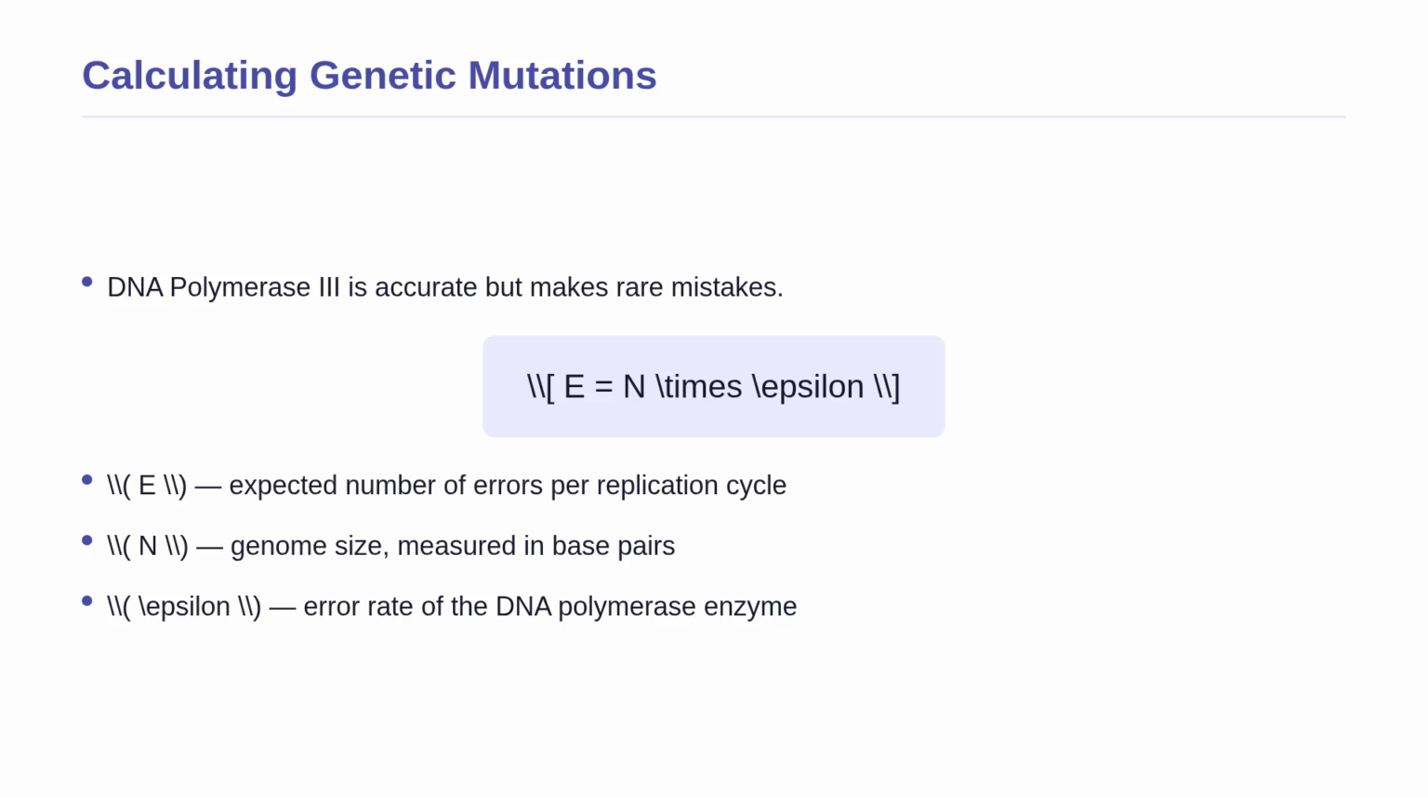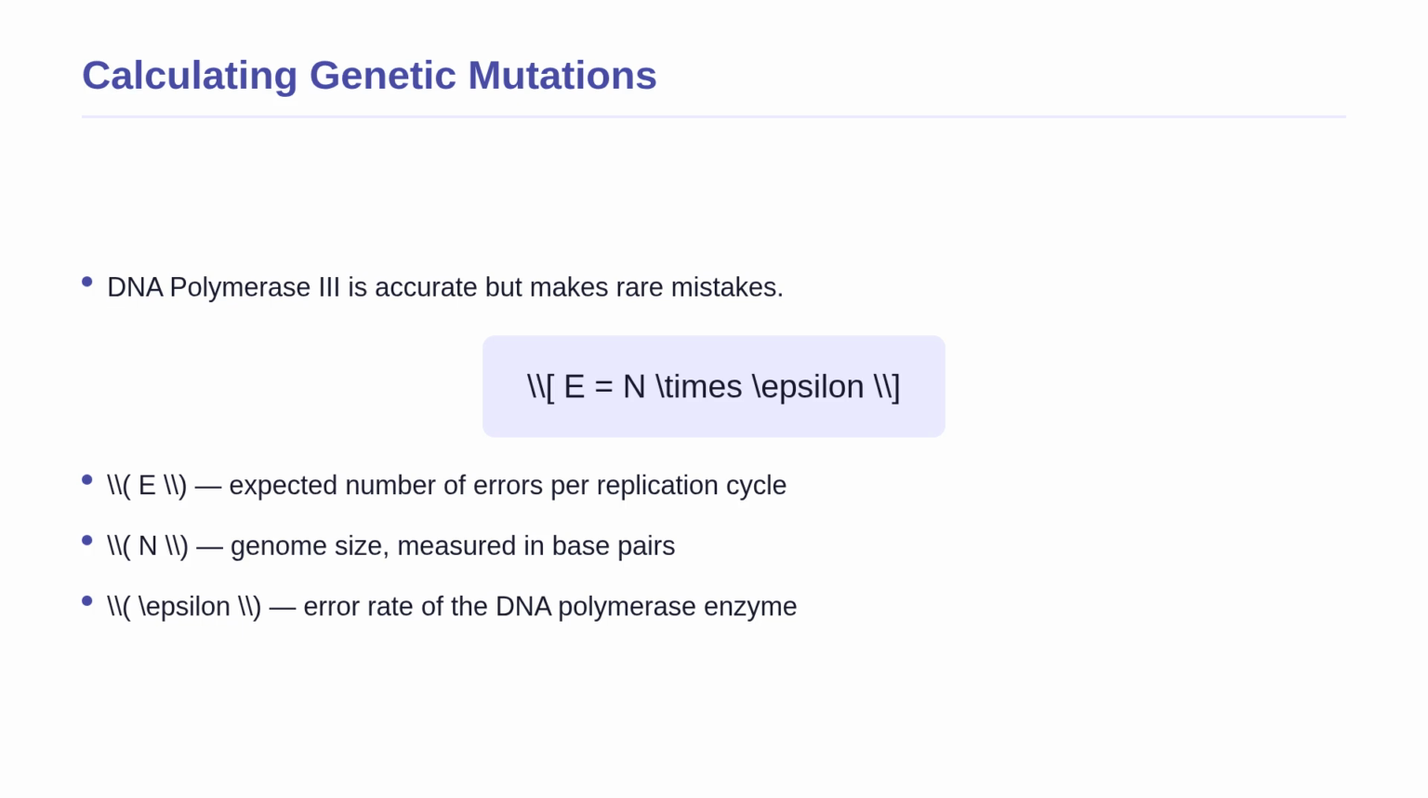This incredible speed brings us to another mathematical reality: the chance of making a mistake. DNA polymerase III is an incredibly accurate molecular machine, but like any physical process, it is not absolutely perfect. We can calculate the expected number of genetic mutations introduced during one cell division using a simple multiplication formula: E equals N times epsilon. Here, E represents the total expected number of errors per replication cycle.